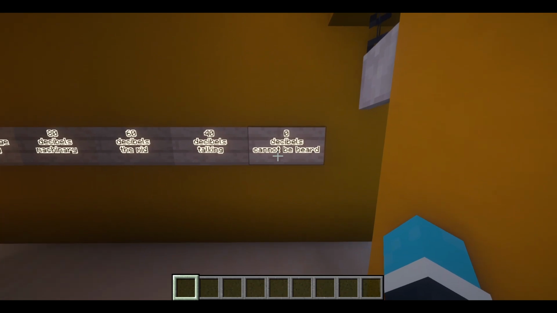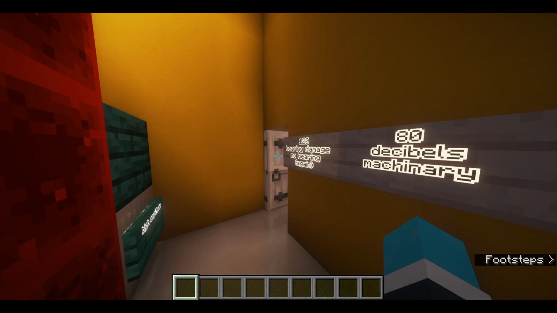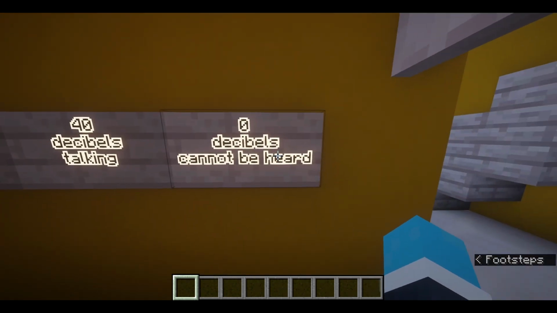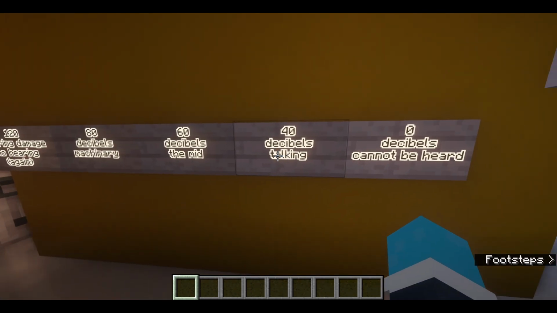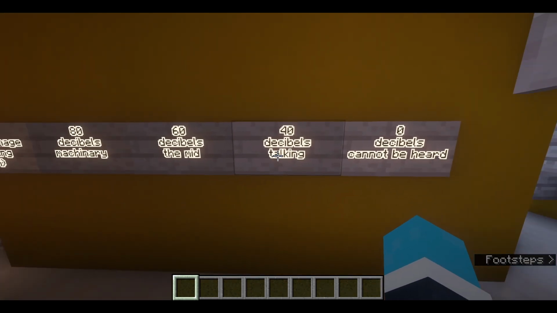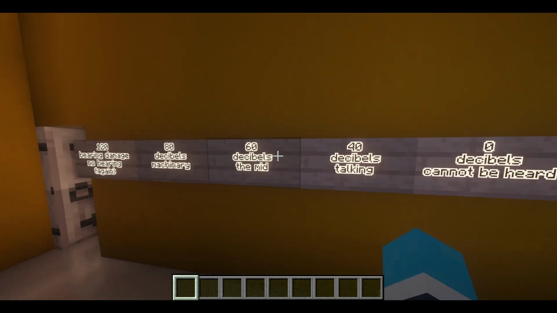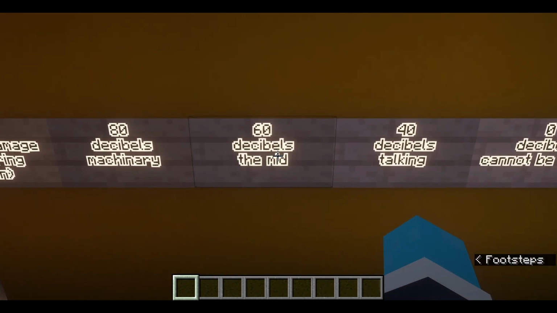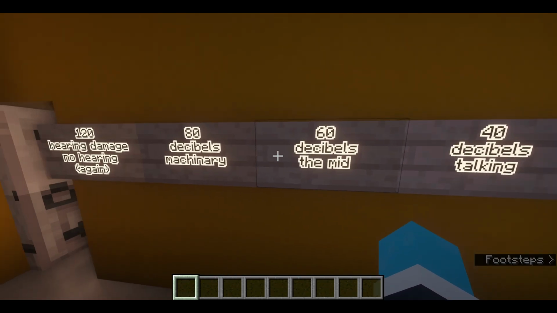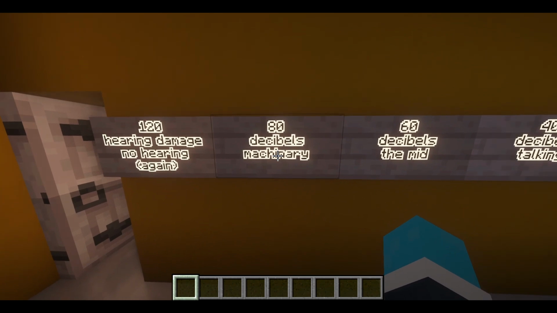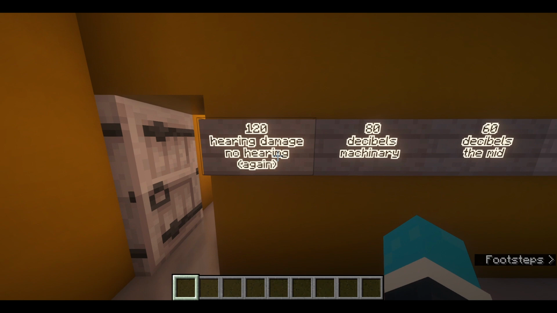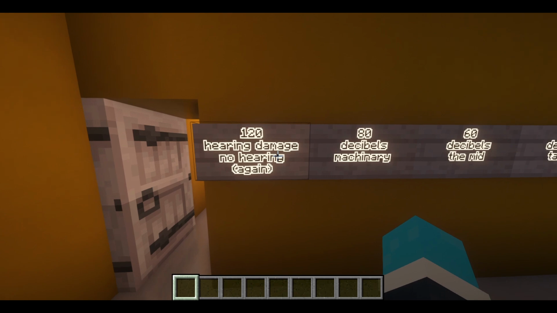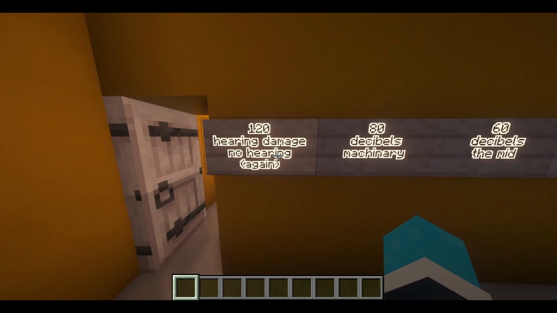The scale goes from 0 to 120. At 0 decibels, you can't hear anything. 40 decibels is about how loud the human voice is. 60 decibels is the midpoint. 80 decibels is heavy machinery. And 120 decibels is when you receive hearing damage and you go deaf and can't hear anything again.